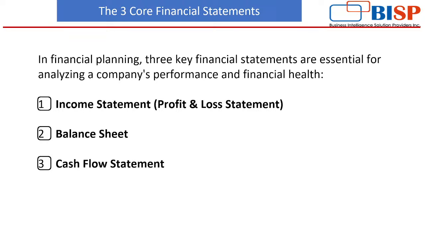There would be key components here such as revenue, that is the total earnings from selling goods or services. Cost of goods sold, that is the direct cost which is related to production. Gross profit, operating expenses, EBITDA, net profit. Now the income statement is important because it helps stakeholders assess if the business is profitable or operating at a loss and where costs can be optimized.